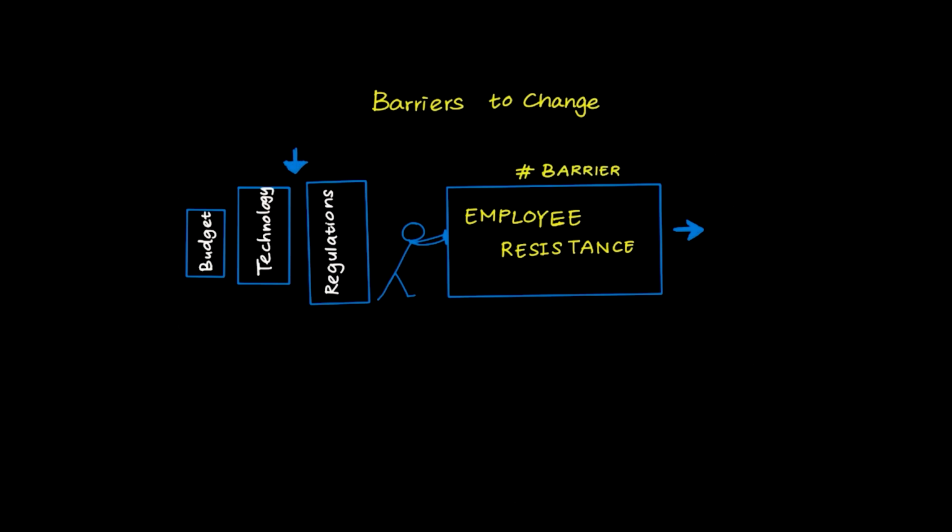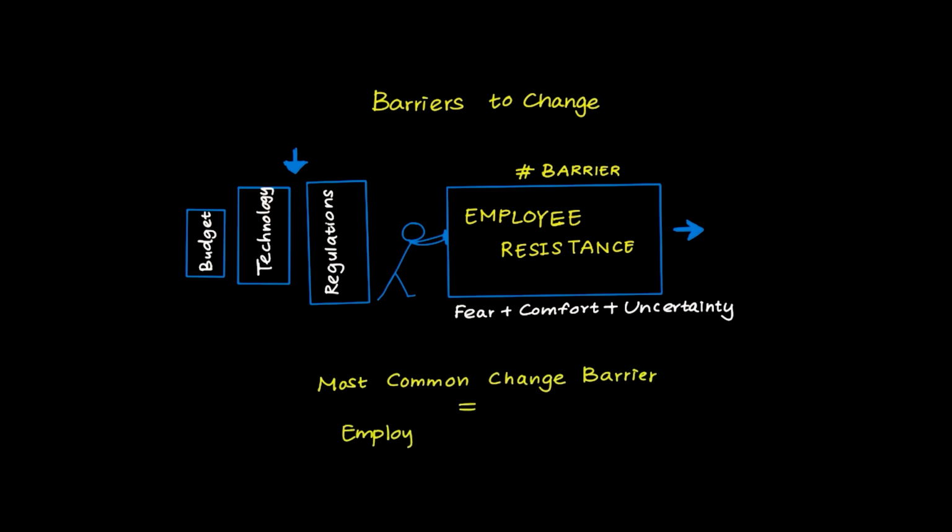Here's a WGU D351 OA exam tip for you. When asked about the most common or primary barrier to change, the answer is employee resistance. Quick recall hook. Most common change barrier equals employee resistance.